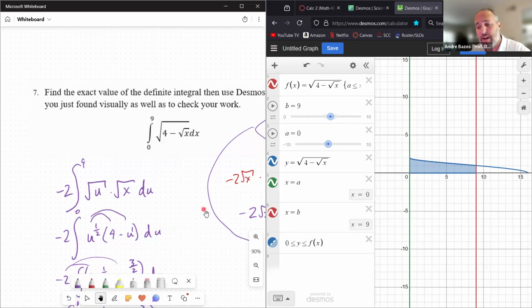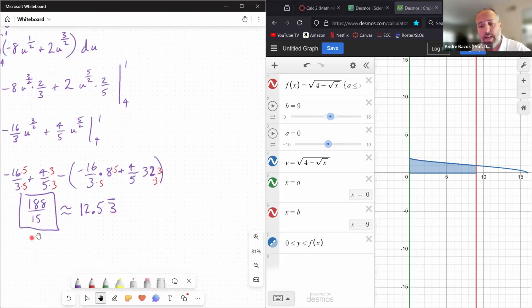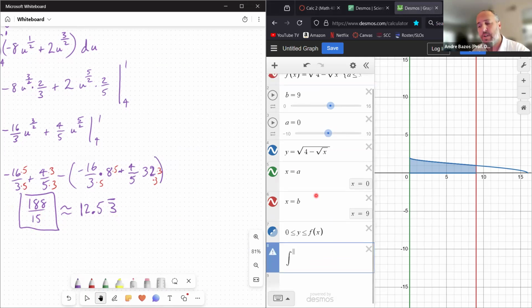This is the area we just found. What did I find it to be? 12.5 or 188 over 15. Let's go ahead and check it another way, because Desmos also understands definite integrals. A little bit of cheating here, but I love checking the work, and I will ask you to check your work to make sure that you understand how to do this. There it is, right? You can even change it to a fraction to get that exact value. I don't think it does radicals, but I haven't really tried it on those. This button just came up last semester.